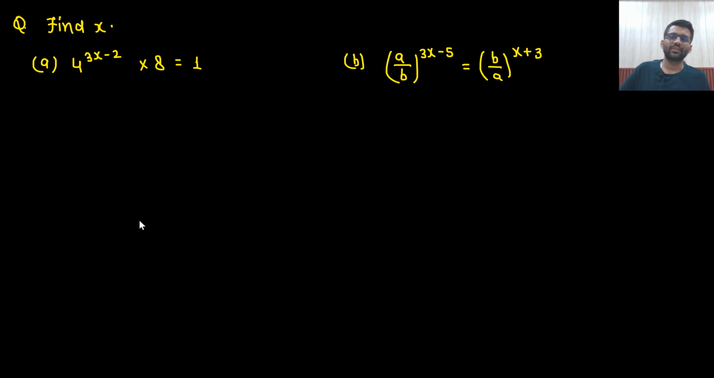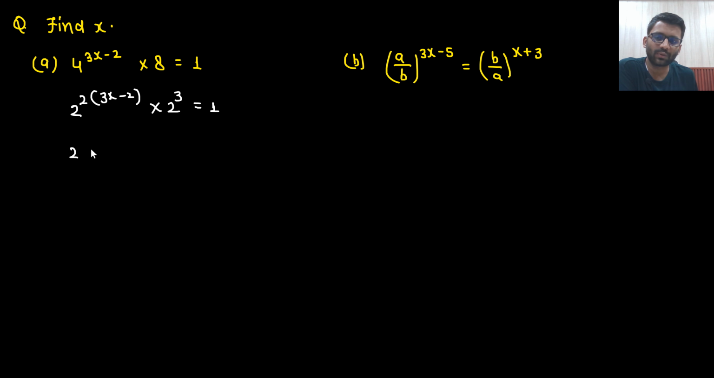So let's solve some questions now. You have to find the value of x. How will you do it? This is 4^(3x-2), so I can write it as 2^(2(3x-2)). And this I can write as 2^3. I want to make this base the same, 2 and 2. This I wanted to make the same.